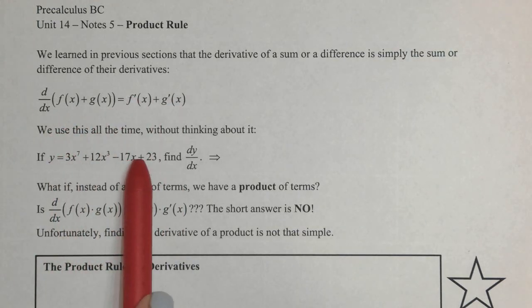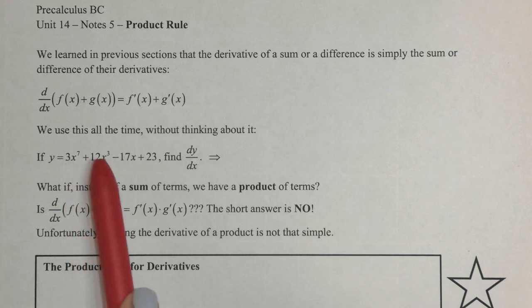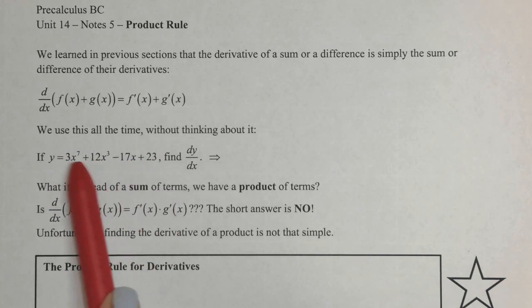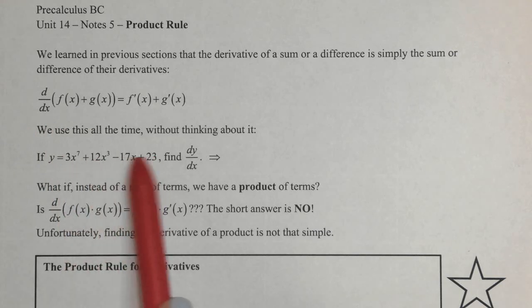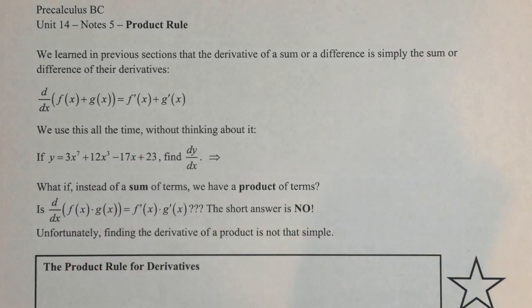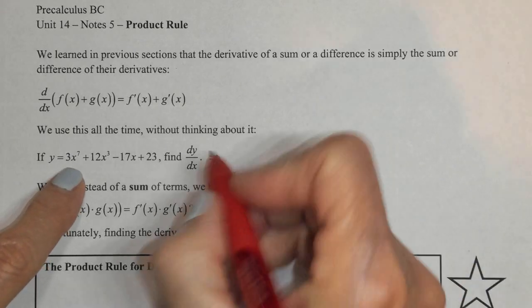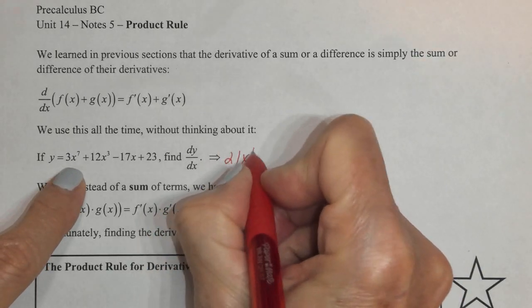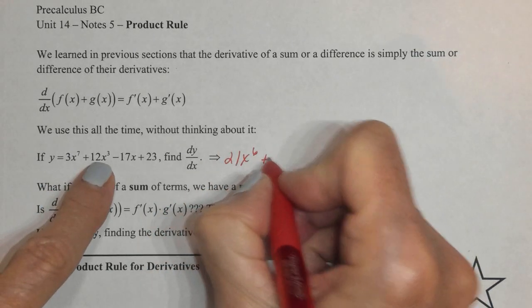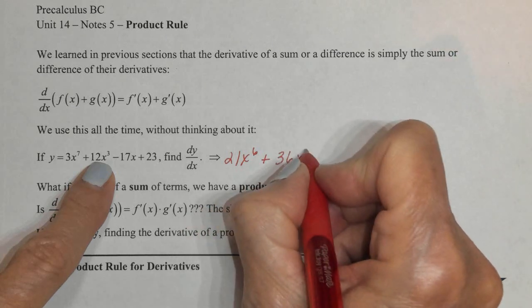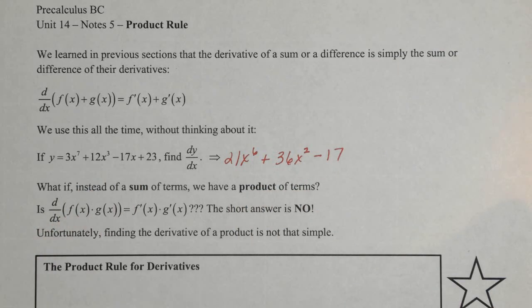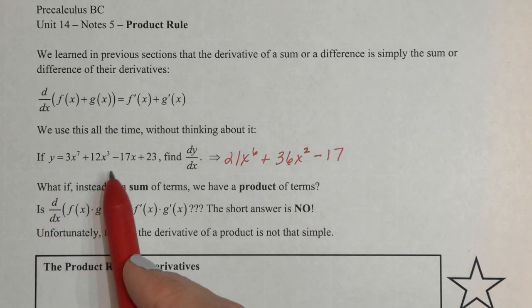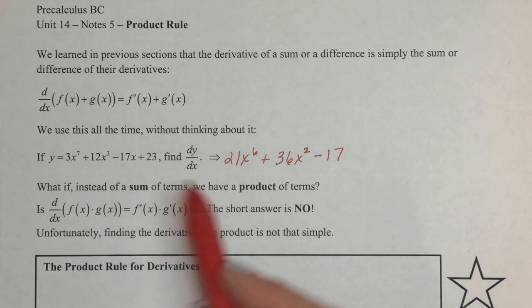What's the derivative of this function? This is actually the sum of several functions, right? We can think of this as the sum of four different functions. So we just take the derivative of each piece and add those together. And we're done.